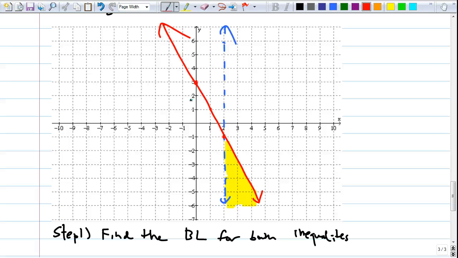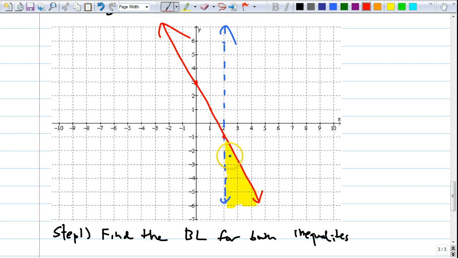What about the blue one? It's a vertical line. Look at all the ordered pairs. What do you notice about all the ordered pairs on this blue boundary line? For example, this one right here is (2, 1). What about this? (2, 2), (2, 3), (2, 4). What about (2, -1), (2, -2)? What do you notice about the x coordinate? Yeah, x is always 2. What's the equation of this boundary line? x equals 2.